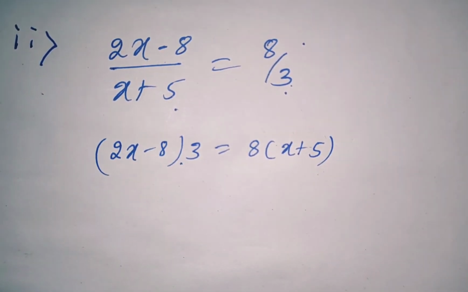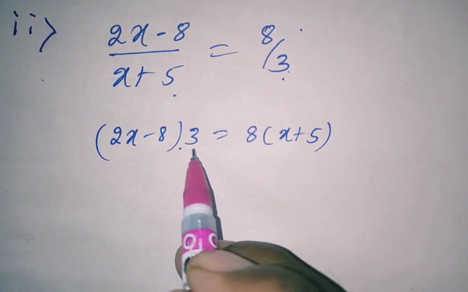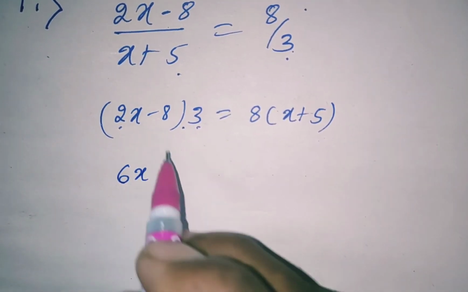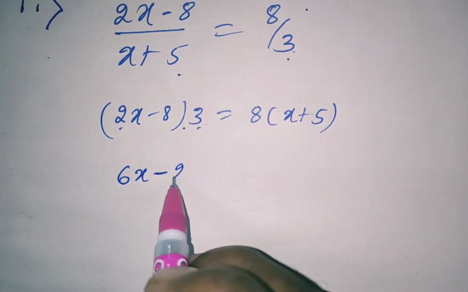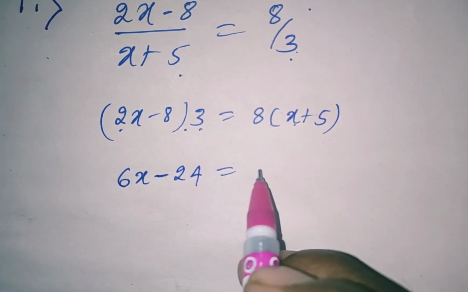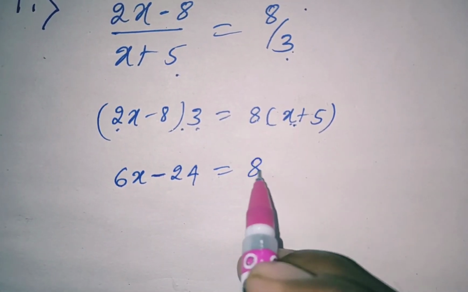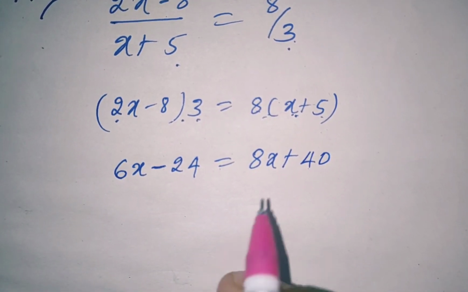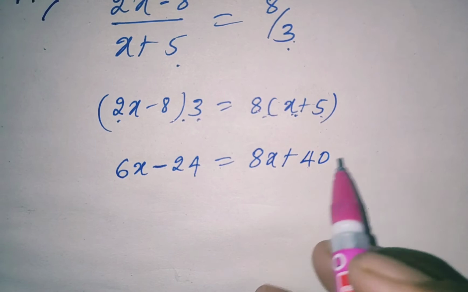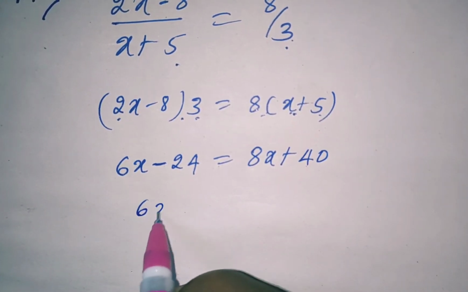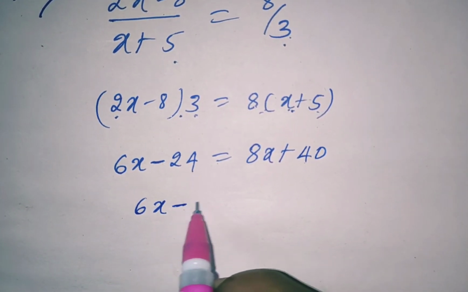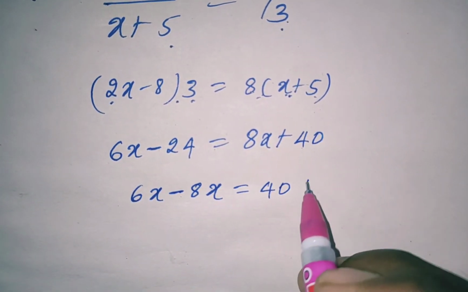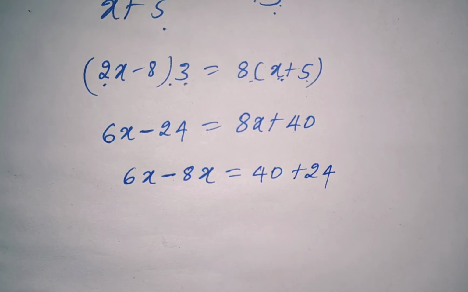So now again the same method, the normal method. We need to multiply this 3 with these two terms. 3 2s are 6x, minus 3 8s are 24. Now 8 into x, 8x, plus 8 5s are 40. Now what will happen here? Again variables on one side, constants on the other side. 8x will be taken here. 6x minus 8x is equal to 40 is there already, plus 24.